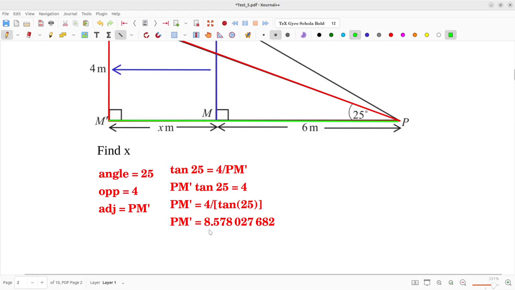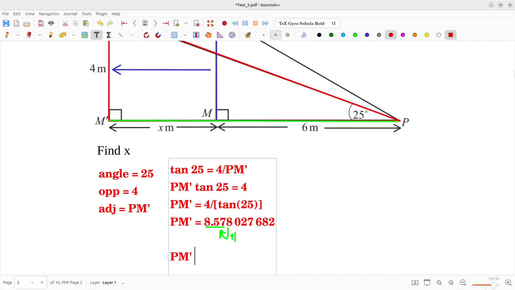Let's just count 1, 2, 3, which means we are going to end at 7. Let's check. The next number is bigger than 5, which means you are going to add 1. Then 7 plus 1 is 8, so PM prime is equal to 8.58. Now let's find x.